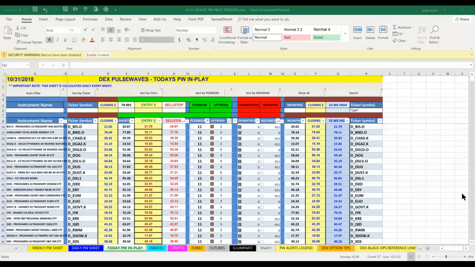Everything with Interactive is based on volume. They cater to CTAs and hedge funds and stuff like that. So if you have the funds, you can open an account there, and your commissions can be as low as a penny. But for most people, TD Ameritrade Thinkorswim is suitable.